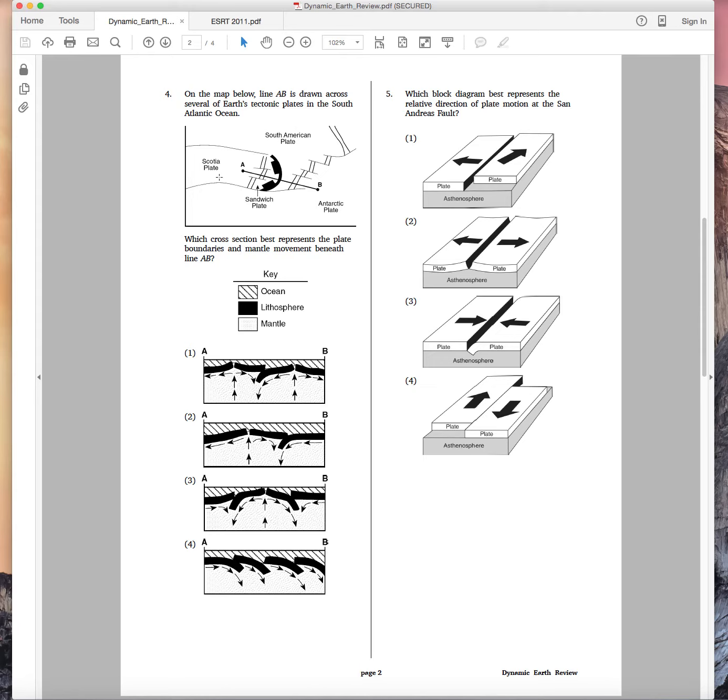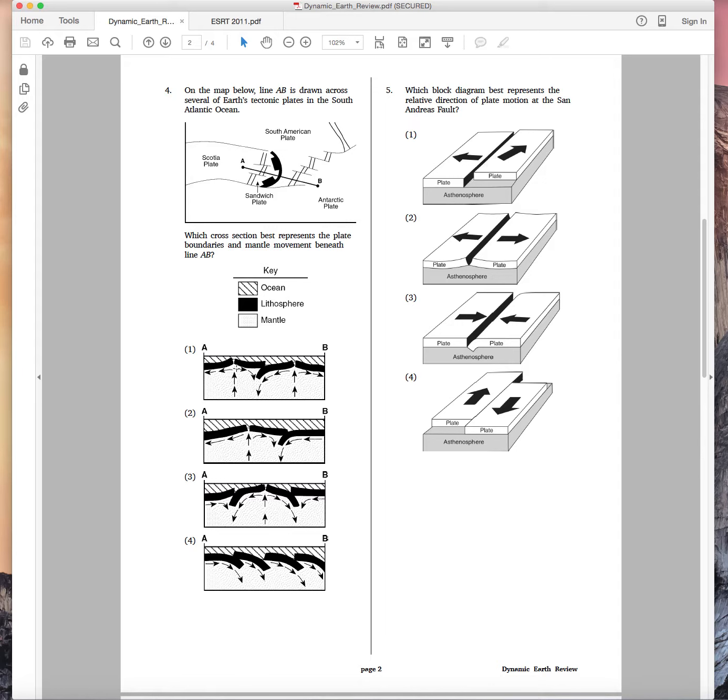Alright, and we know that we have to have 2 diverging. Choice 1 shows 1 diverging, the second diverging, and then converging in the middle, with our Sandwich plate being the overriding plate and the South American plate being your subducting plate. All right. As such, for number 4, choice 1 is your best answer.